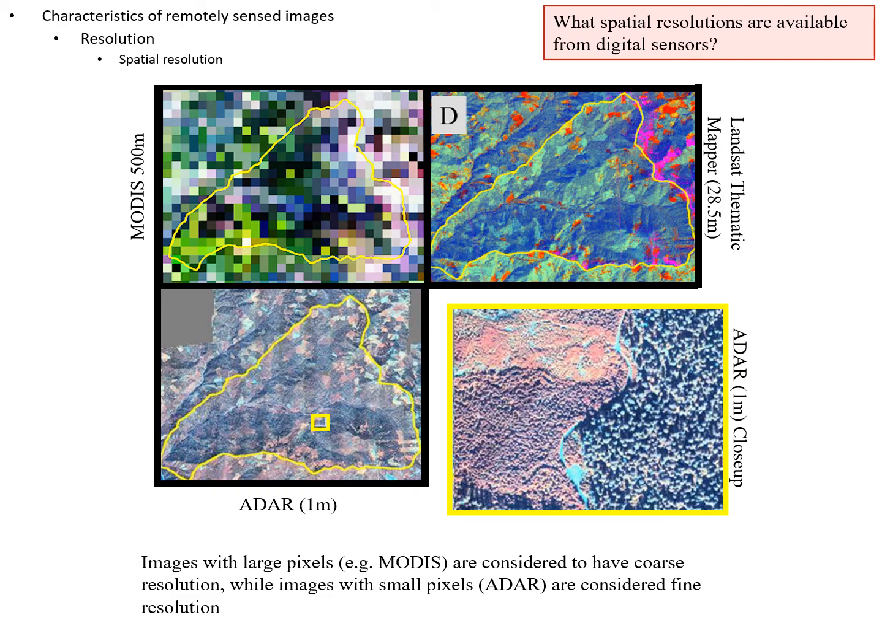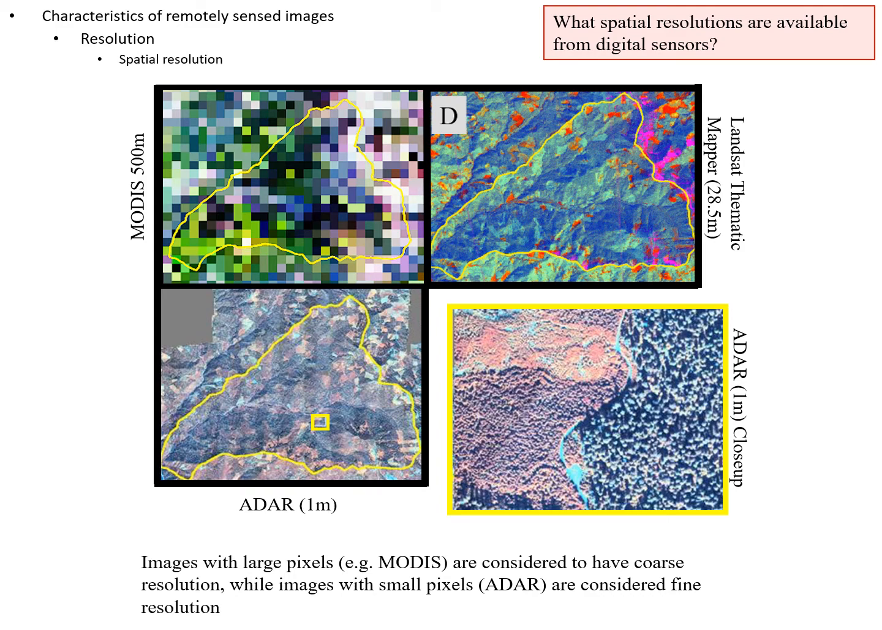This gives you an idea of the variety of pixel sizes available. These are images from the H.J. Andrews Experimental Forest in Oregon. It's a Douglas fir western hemlock forest. On the upper left, you have images from a sensor known as MODIS. Those are 500 meter pixels. On the upper right, those are pixels from a sensor known as the Landsat Thematic Mapper. Those pixels are about 30 meters spatial resolution. And then on the lower left, I'm showing you an ADAR image, which was an airborne system, 1 meter pixels.